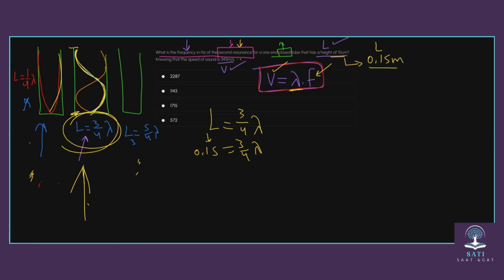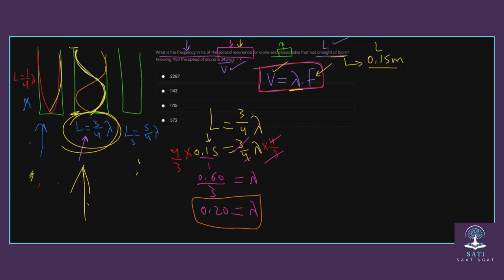Now we solve to find lambda. We need to get rid of 3/4, so we multiply by the inverse, which is 4/3, and we multiply the other side by 4/3 too. The 3 cancels with 3, and the 4 cancels with 4, so lambda is left. 4/3 times 0.15, where the denominator is 1: if you multiply 4 times 0.15, you get 0.60 over 3. So lambda equals 0.60 over 3, which is 0.20. Now I have reached lambda.